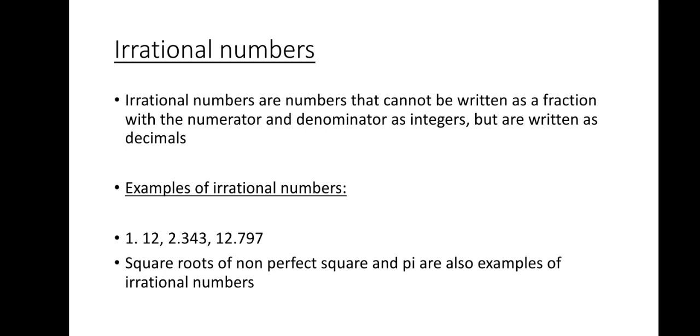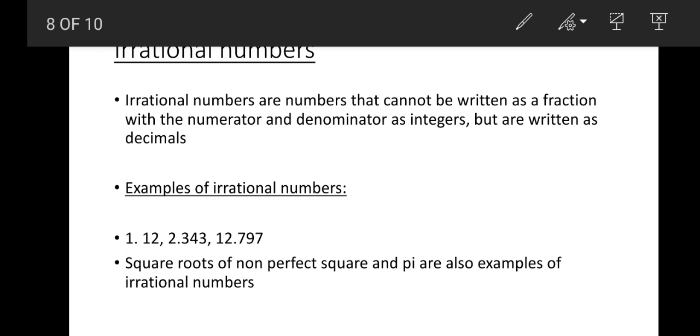A few examples of irrational numbers are 1.12, 2.343, and 12.797. These are a few examples of irrational numbers. And of course, other examples of irrational numbers are square roots which are not perfect squares. And pi is also an example of an irrational number.